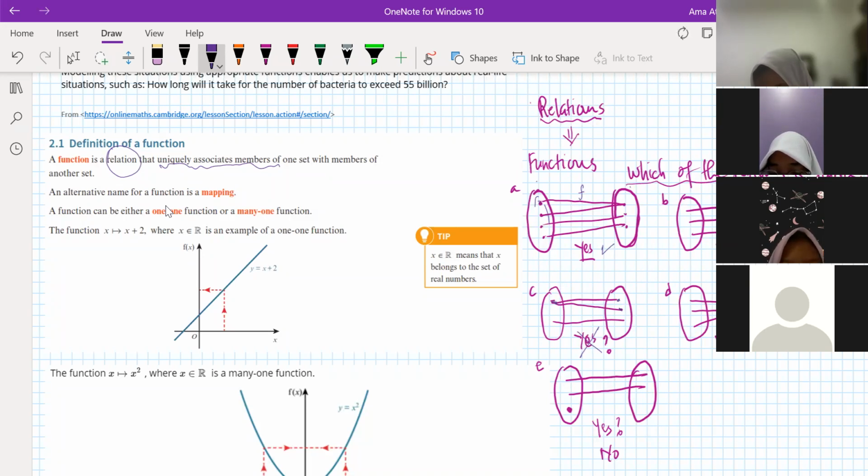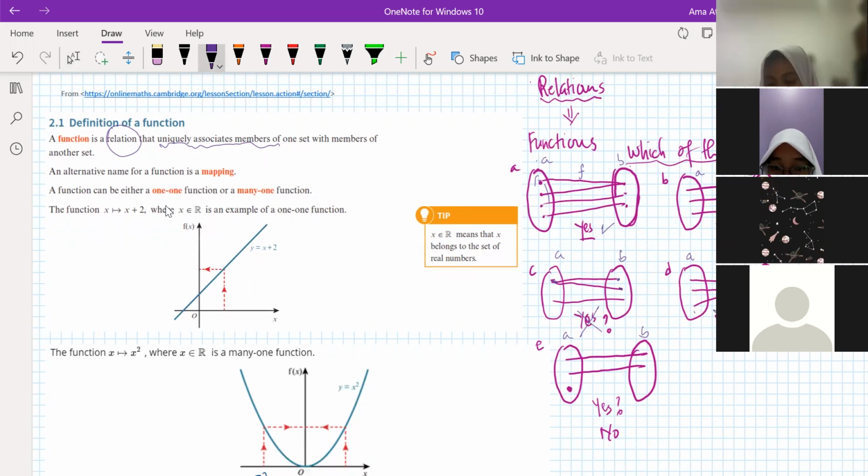Is it a function? Yes, because every member in A, this is A, and B, so now we give the names of the set, every entry in A goes to B, even though not every element in B is mapped to, so it is okay. It satisfies the definition, so yes, it is a function. So this is wrong, it is a function. And then for number E, there is one entry in A that does not map to B, so it is not a function.